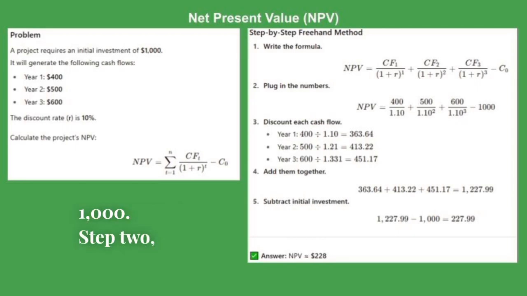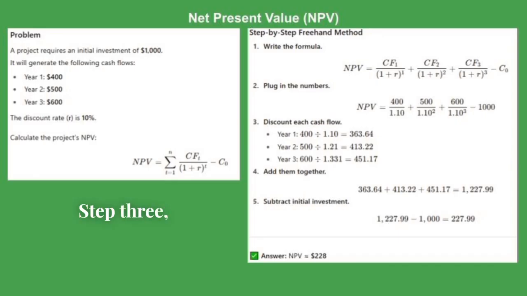Step 2, discount each cash flow. 400 divided by 1.10 equals 363.64. 500 divided by 1.21 equals 413.22. 600 divided by 1.331 equals 451.17.